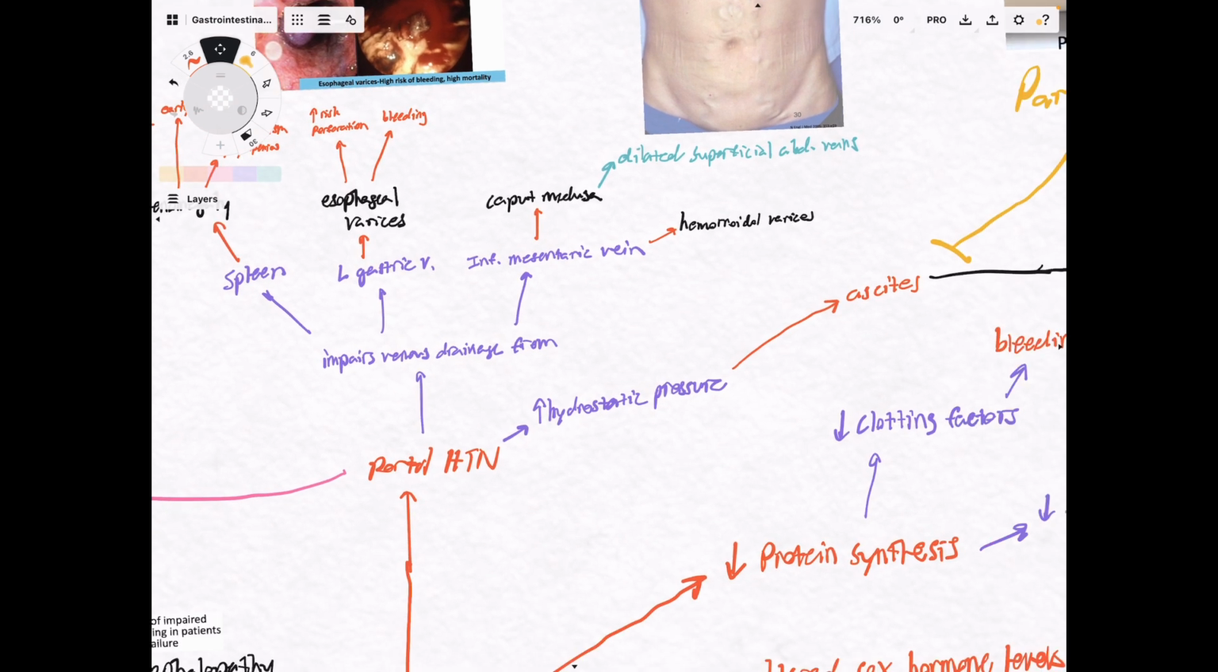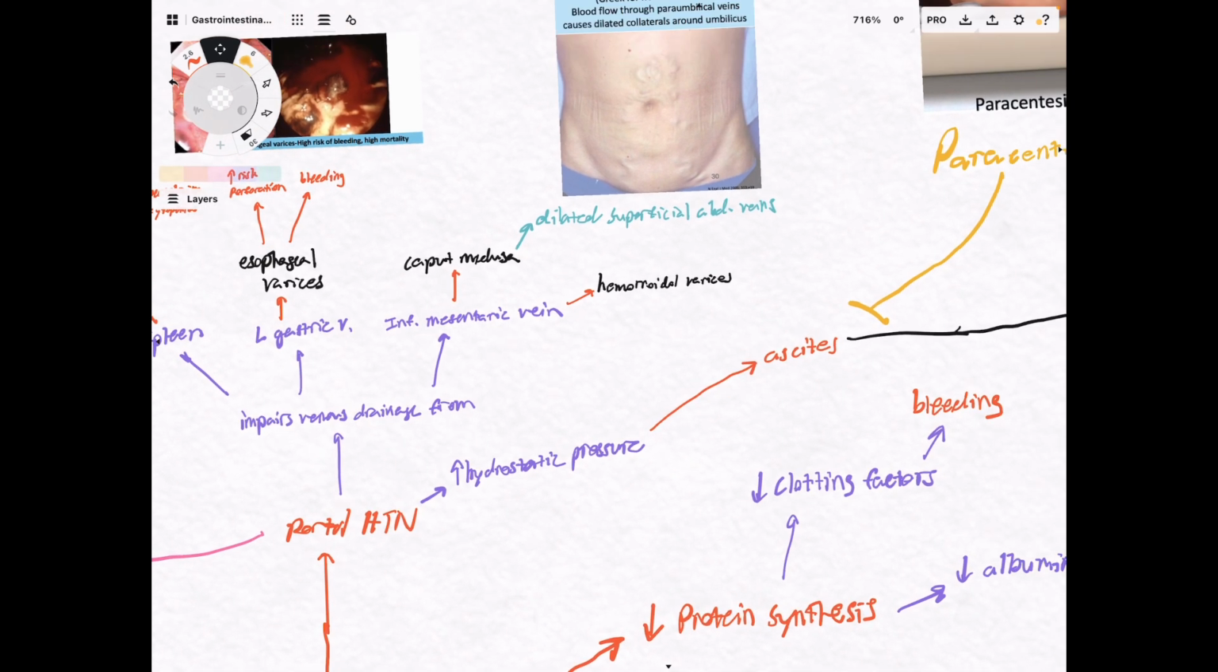And then we talk about the inferior mesenteric vein. Things that can happen are caput medusae, which are just dilated superficial abdominal veins you can see there. So if your inferior mesenteric vein's backed up, that's where the blood ends up, in those superficial abdominal veins. And then, of course, hemorrhoids. So again, the inferior mesenteric vein drains blood from the rectum area, and you can end up getting hemorrhoids.